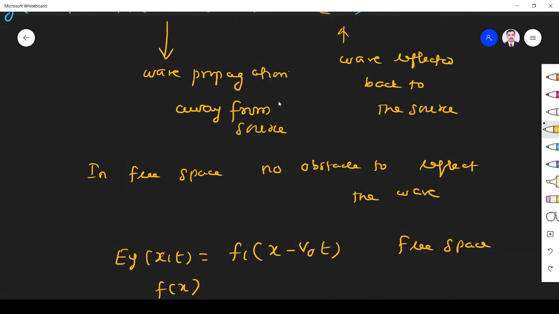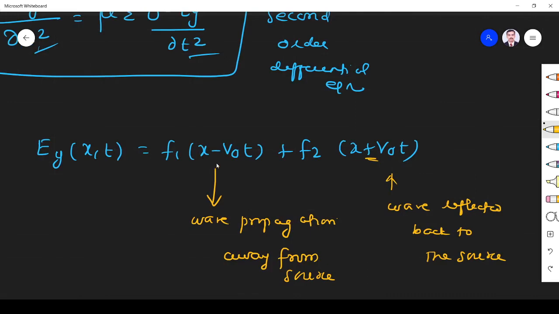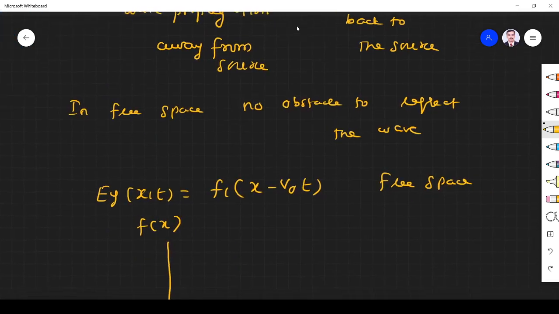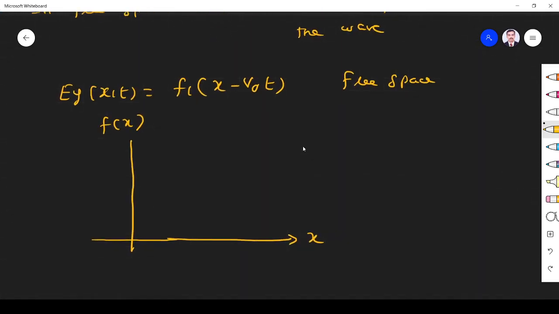You see, the equation is E_y(x,t) is equal to f1(x minus v naught t) plus f2(x plus v naught t). Okay, so let us see here, when t is equal to 0, it is like this. Here when t is equal to t1, we will have a wave like this. When t is equal to t2, the waveform will be like this, right? So when t is equal to t3, another wave will be appearing, right? So this is the general solution of a uniform plane wave, right?